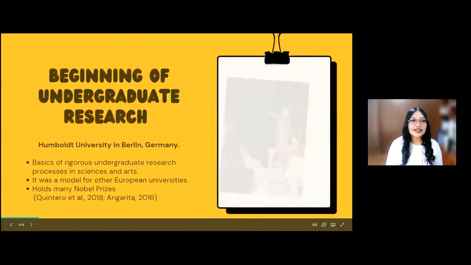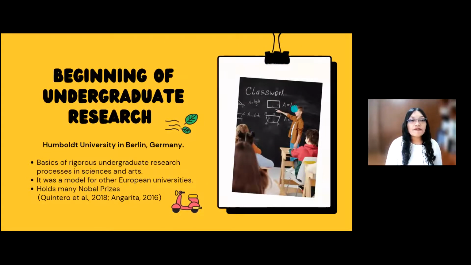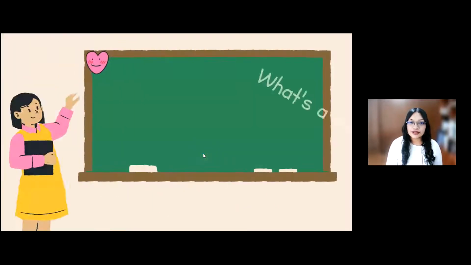Okay, so, the beginning of undergraduate research. It all started at Humboldt University in Berlin, Germany. In there, we had the basics of rigorous undergraduate research processes in sciences as well as in arts. It was a model for other European universities. And we all know that Humboldt University is the house of many Nobel Prizes. So it all started there a long, long time ago.